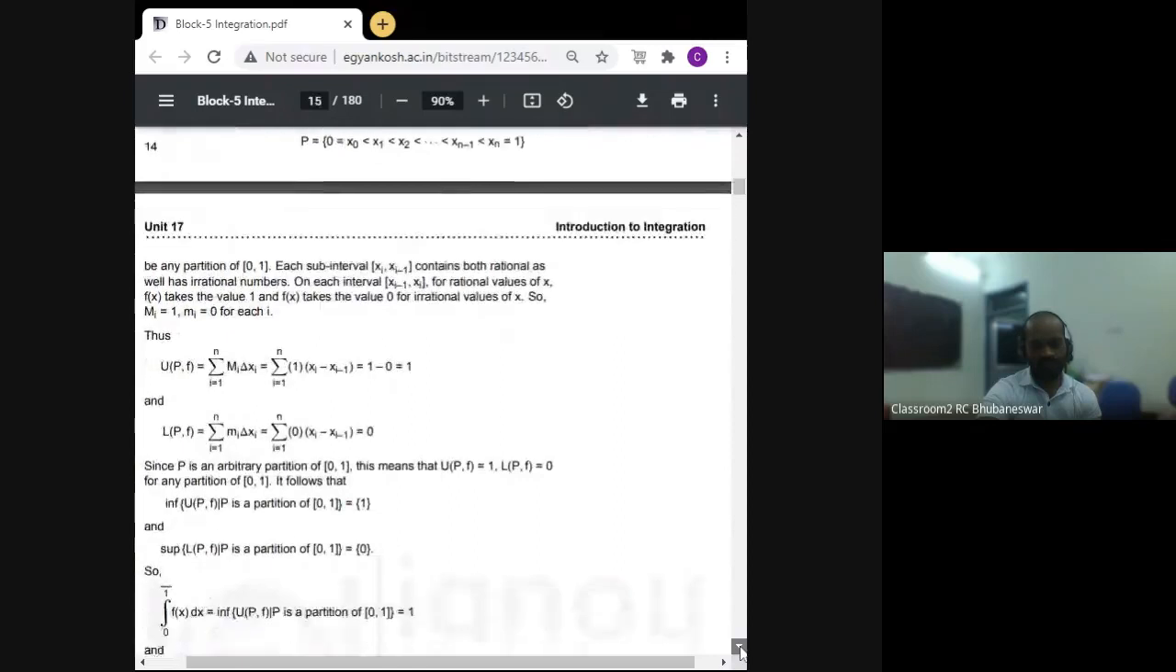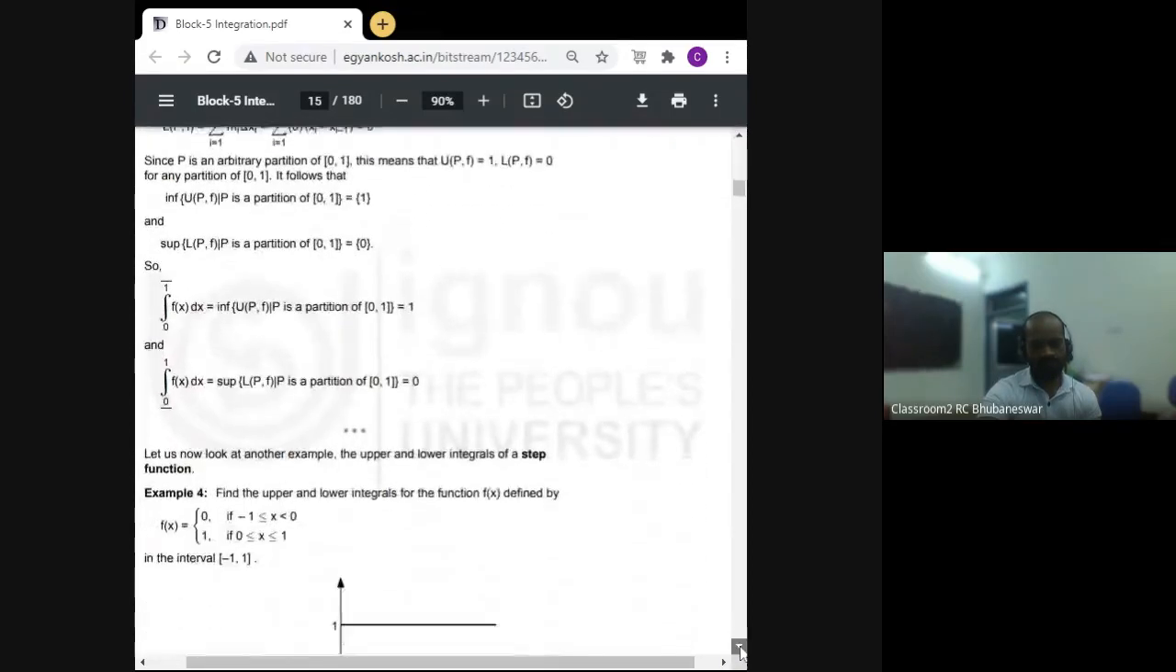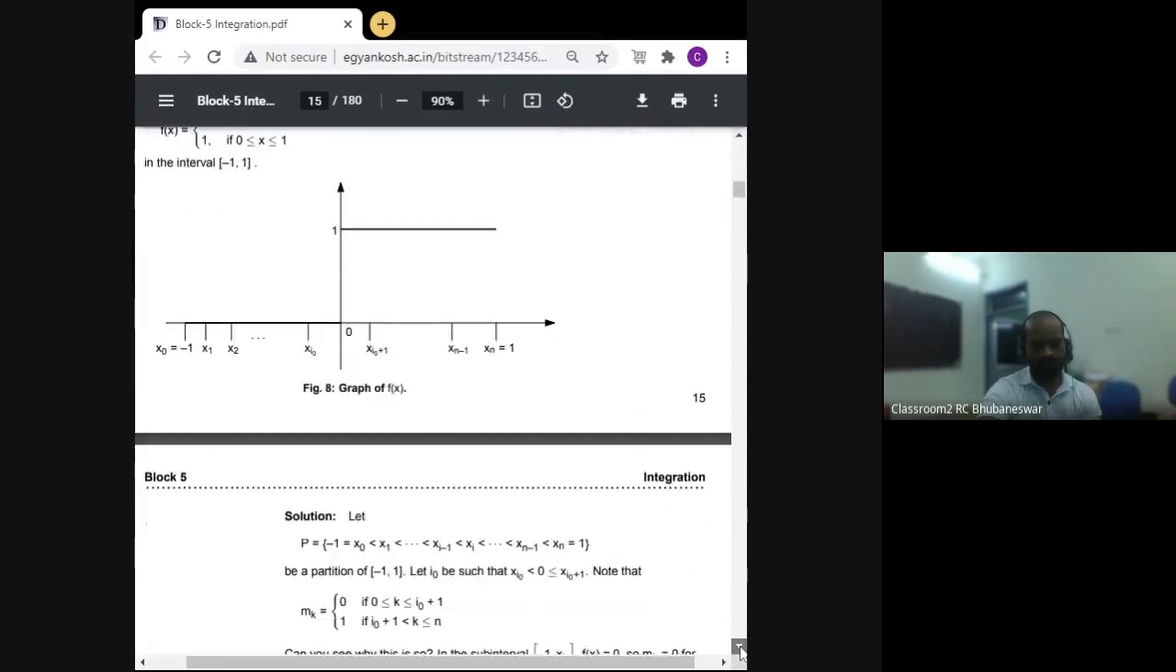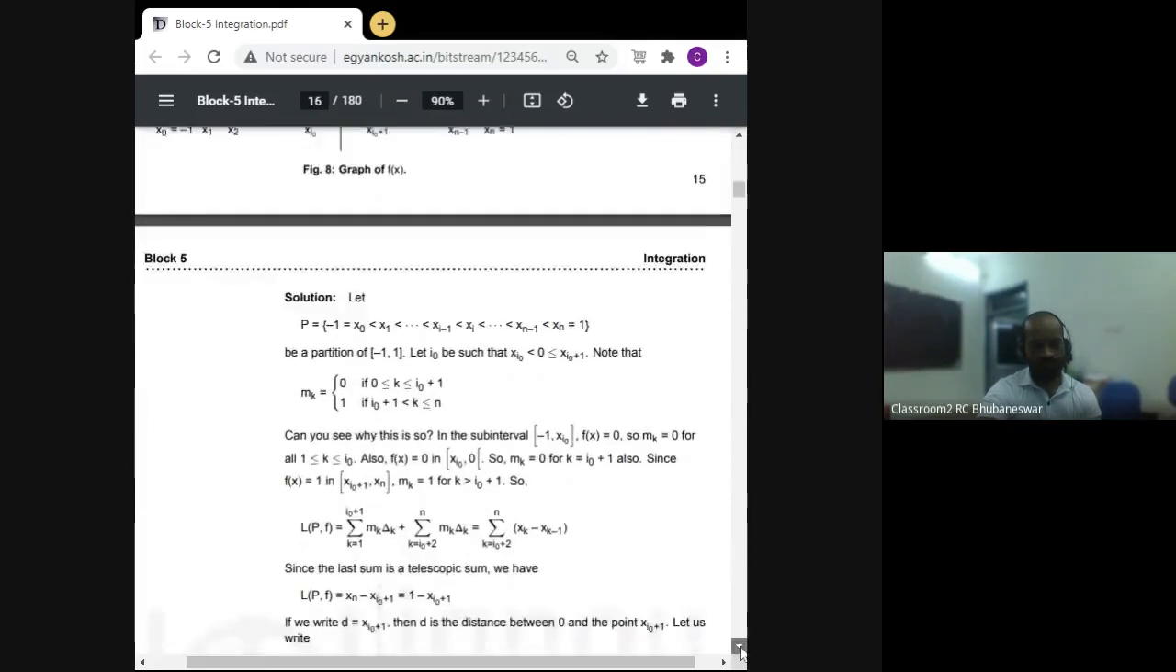So let us discuss this definition and its calculation with the help of an example. So these examples are given.